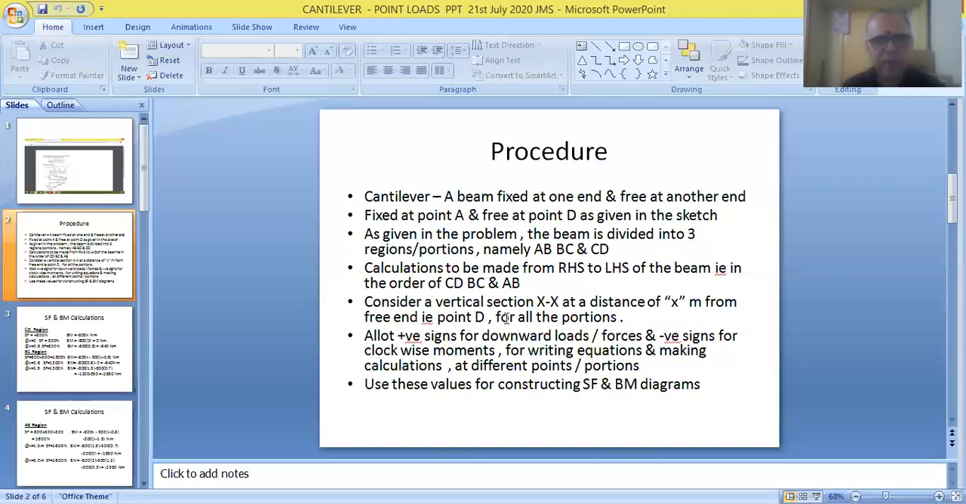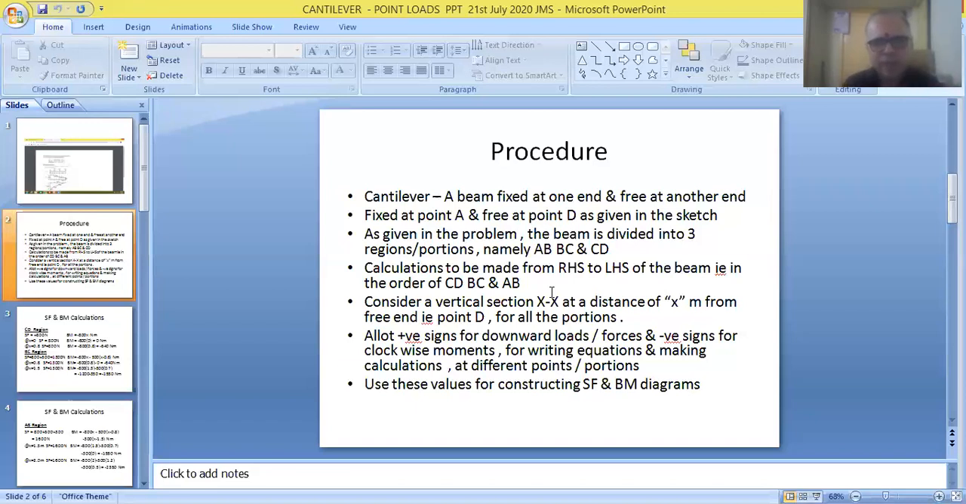So one after the other, we have to measure the values of shear forces and bending moments in all these regions. Firstly, we have to make calculations for the CD region. Secondly, we have to go for the BC region. And finally, we have to go for the AB region. So friends, it is always better to start from the right hand side of the beam. You proceed in reverse direction and ultimately you will land at the left hand side of the beam.